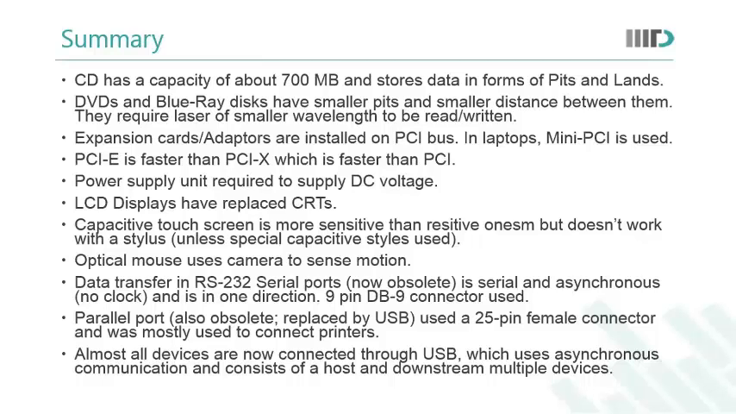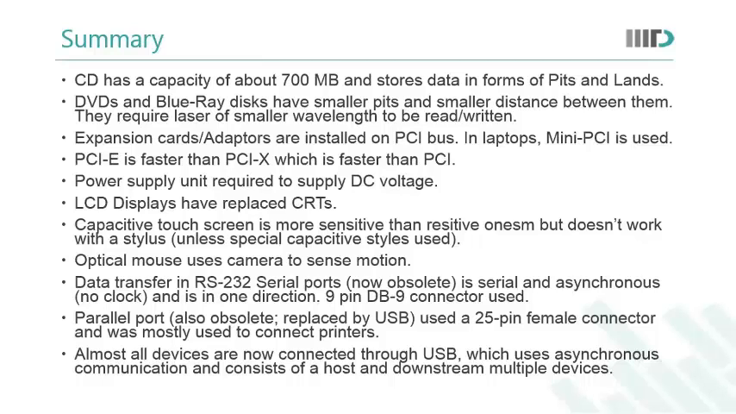LCD displays, that is liquid crystal displays, have replaced CRT, the cathode ray tube displays. Capacitive touchscreen is more sensitive than resistive ones, but doesn't work with a stylus unless a special capacitive stylus is used. Capacitive touchscreens rely on detecting the ions or the charge in our fingers. An optical mouse uses a camera to sense motion.